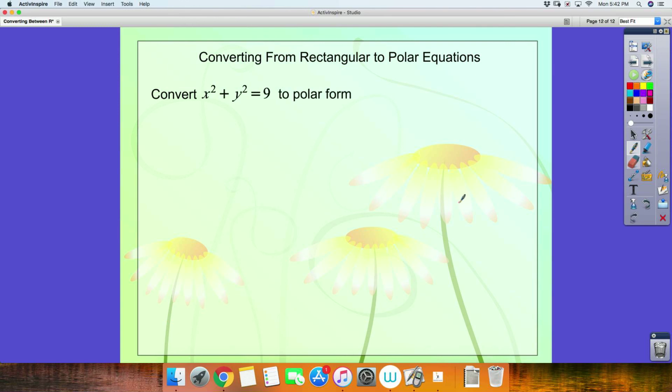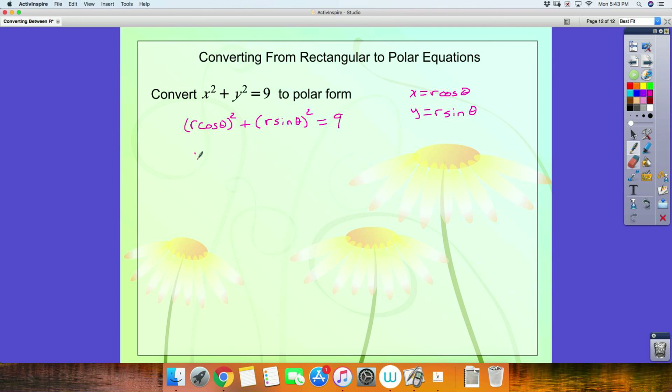Let's go ahead and try one more. Now we have x squared plus y squared equals 9. And we know our two main equations are x equals r cosine theta and y equals r sine of theta. This one's different than the last one because there's no parentheses. So we're just going to put r cosine theta and put the squared around it, plus r sine of theta squared equals 9.